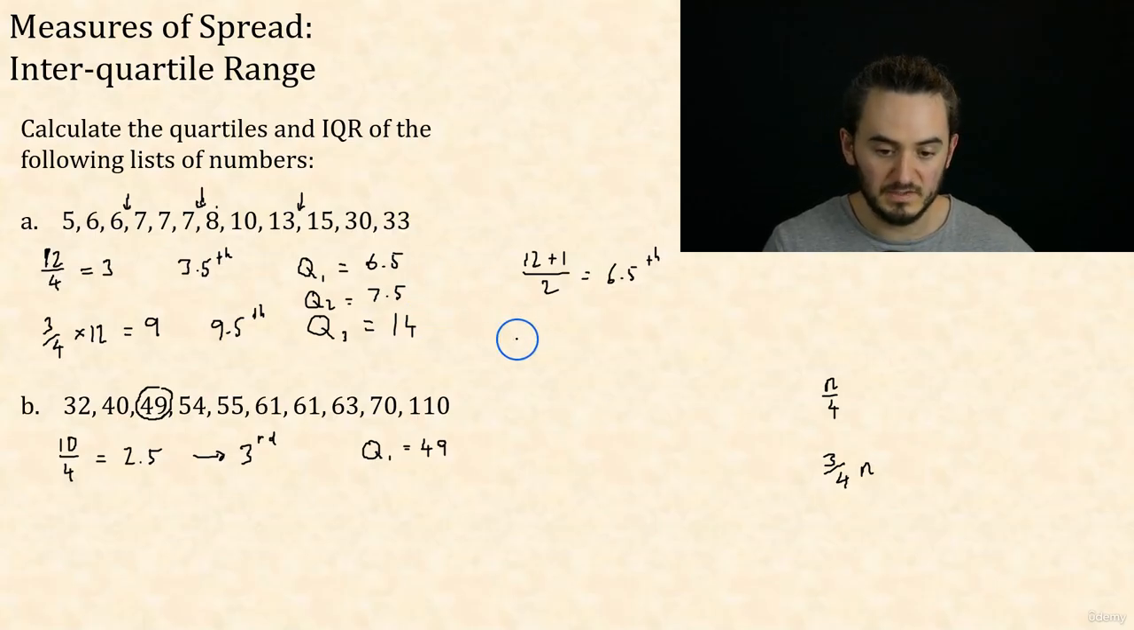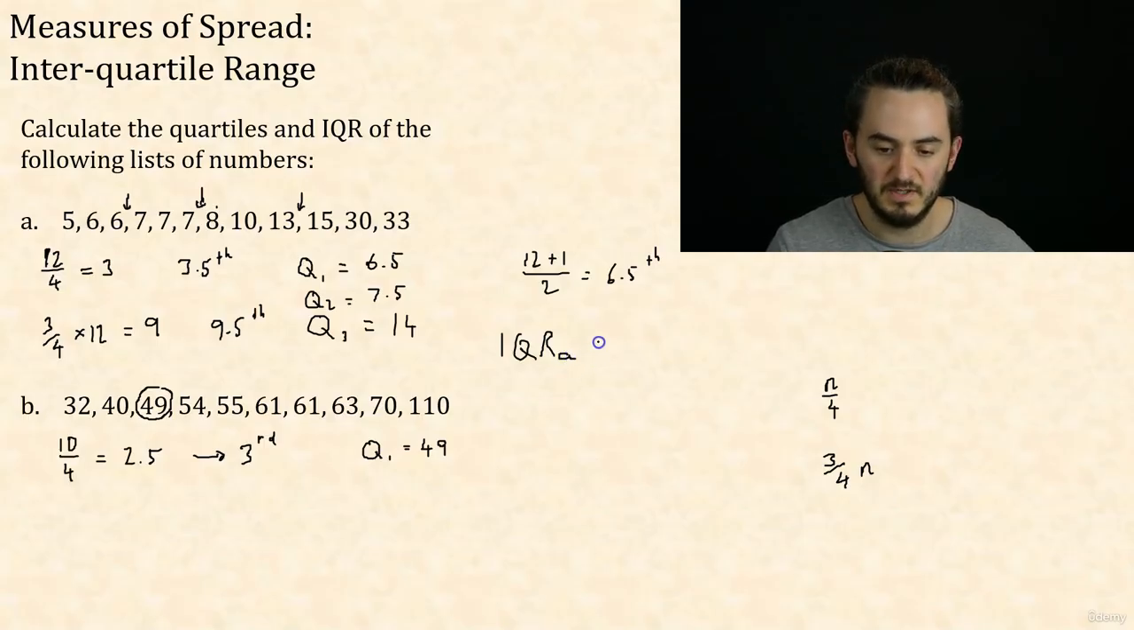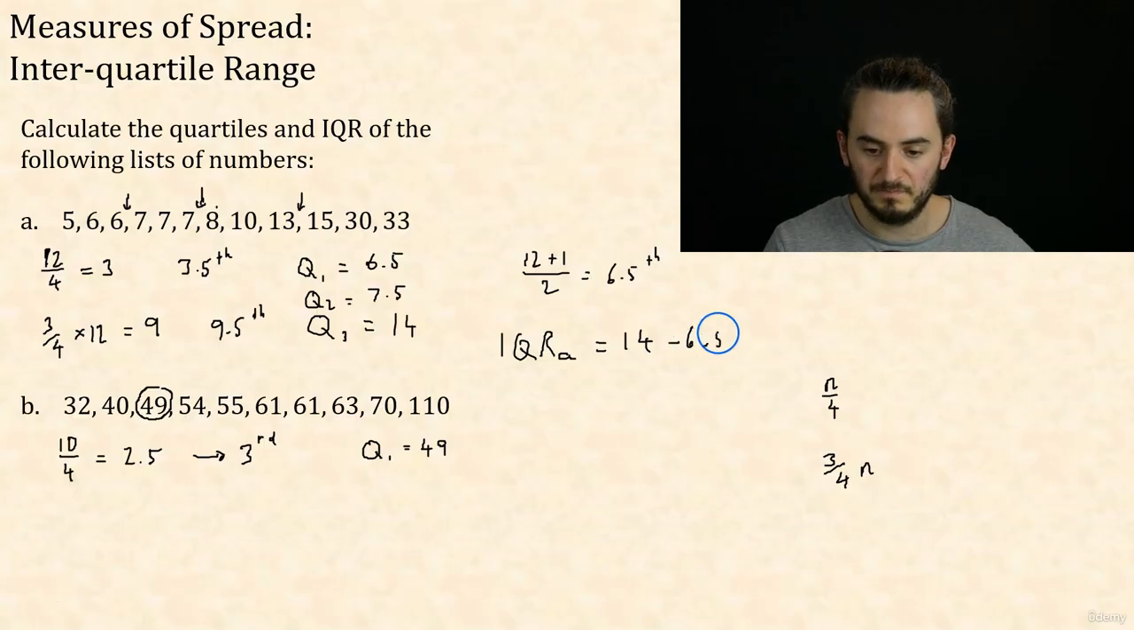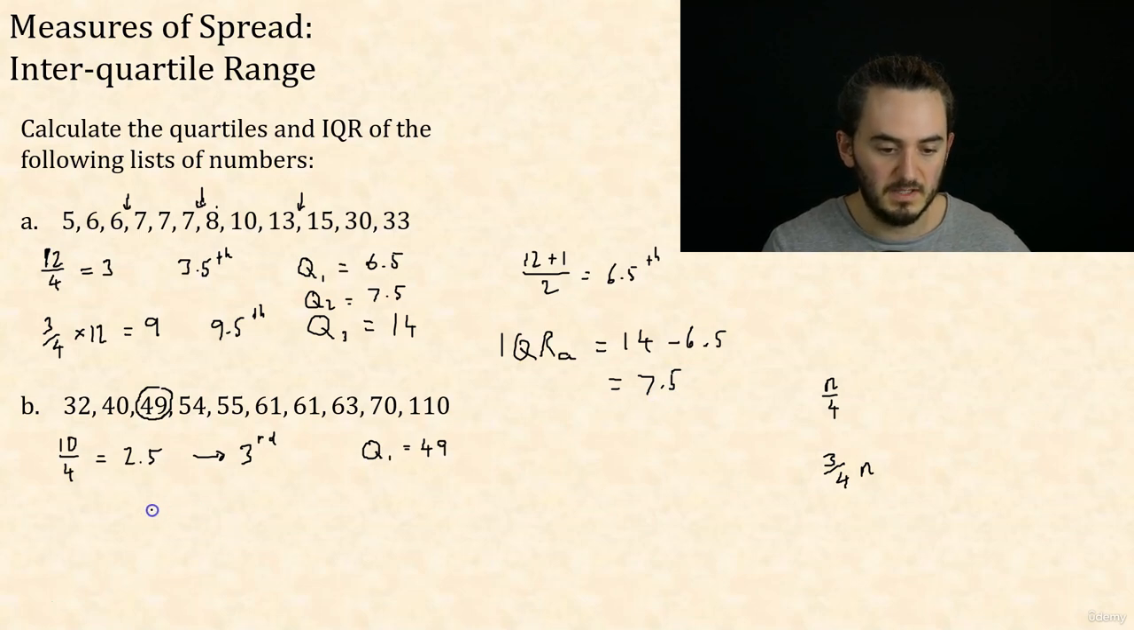So for the list 1, the interquartile range, I'll call it interquartile range A, because it's from question A, is 14 minus 6.5, which is 7.5. So now I know that half of the data lies within a range of 7.5. Okay, for the next one, let's find the upper quartile.